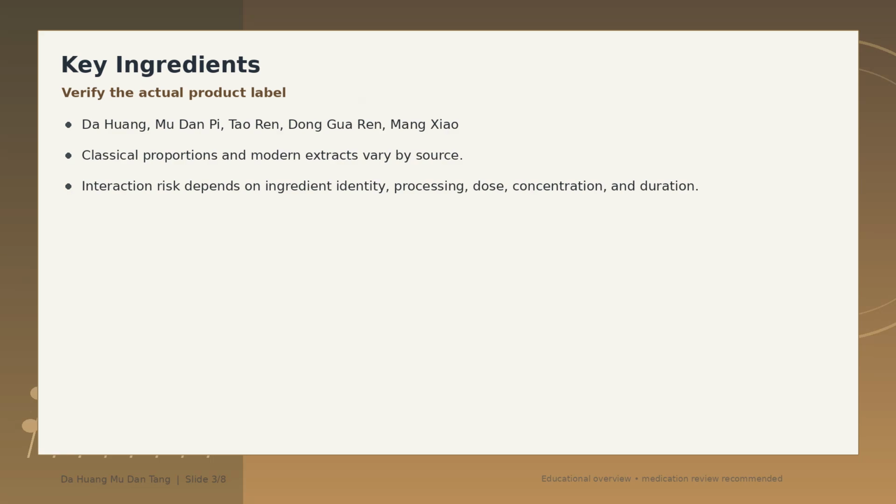Key herbs commonly associated with this formula include Da Huang, Mu Dan Pi, Tao Ren, Dong Gua Ren, and Mang Xiao. In classical formula analysis, some herbs address the principal mechanism, others support the chief action, and others harmonize or direct the prescription. The exact composition can vary by lineage, manufacturer, granule concentration, and modification. For interaction analysis, the actual ingredient label and dose are more important than relying only on the traditional formula name.